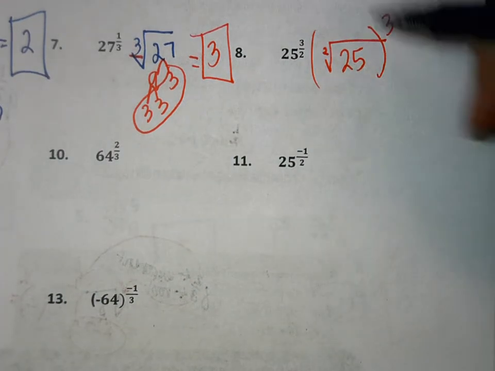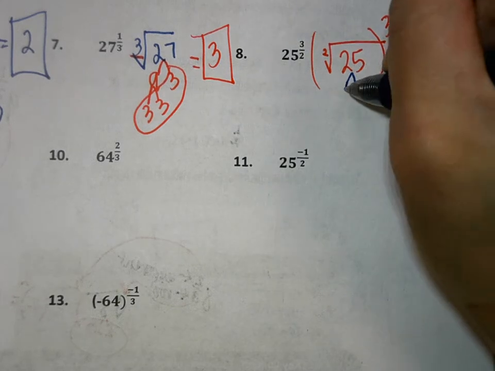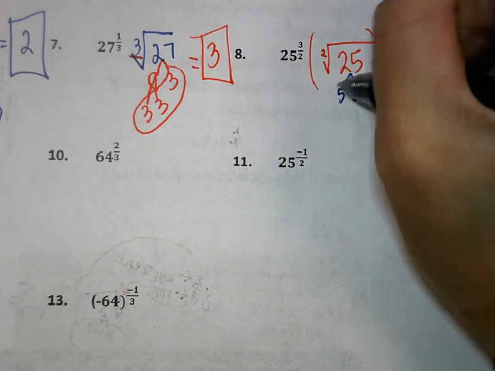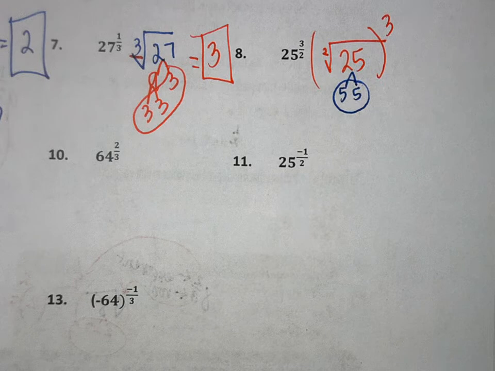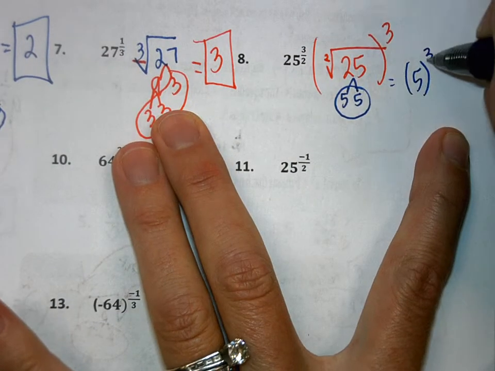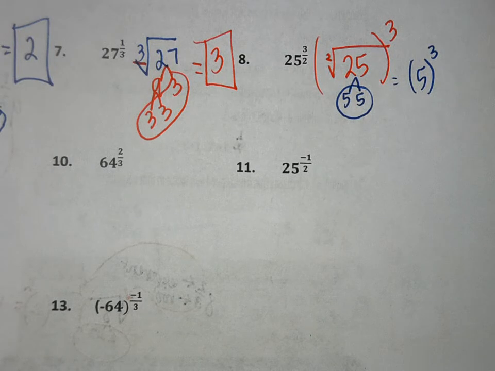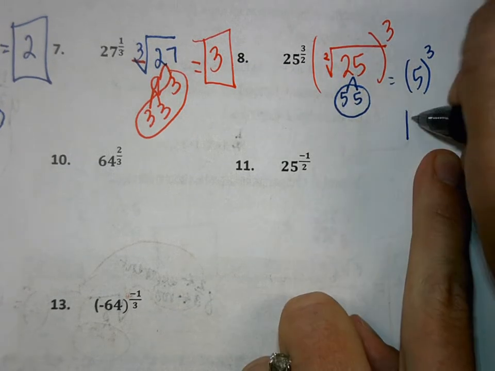The square root of 25, that means I need 2 for a group. And so if I break 25 down, that's 5 and 5. So I have a group of 5s. And so I end up getting 5 to the third power. And if we multiply out 5 to the third power, that makes 125.